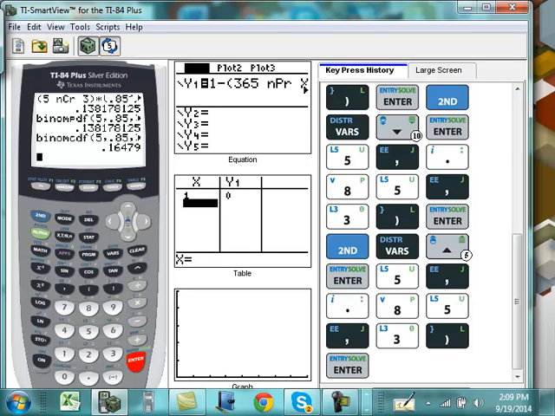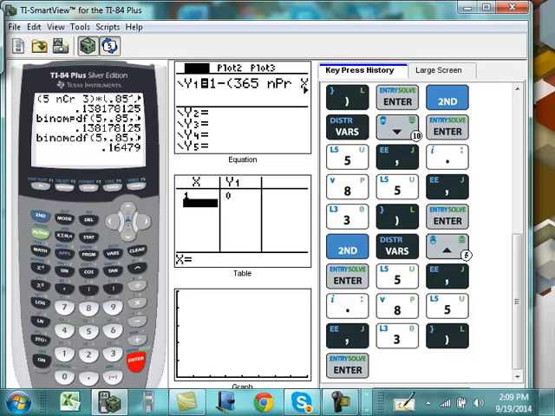0.16479. So the probability of there being 3 or fewer people who know what Twitter is out of 5 chosen is going to be 0.16479. Okay, everybody understand what we just talked about there? You could add up your individual binomial probabilities if you want, but I would recommend that you save your strength, save your energy, and just use binomial CDF to your advantage. Okay.